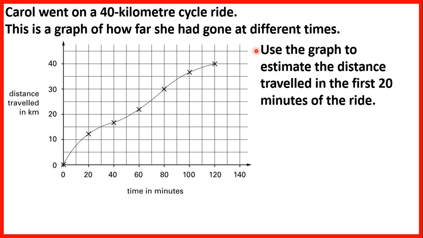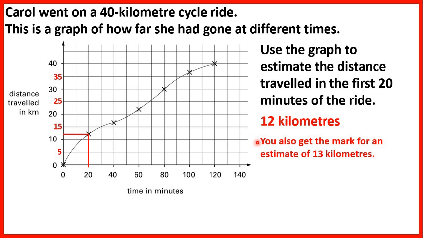Now use the graph to estimate the distance travelled in the first 20 minutes of the ride. So we can draw a line up from 20 minutes, and then where that hits the line of our line graph, we can draw a line across. So we can see that it's going up in 5s with each square, because we have 0, 5, 10, 15 and so on, and it's between 10 kilometres and 15 kilometres. So I would estimate 12 kilometres. You also get the mark for an estimate of 13 kilometres.